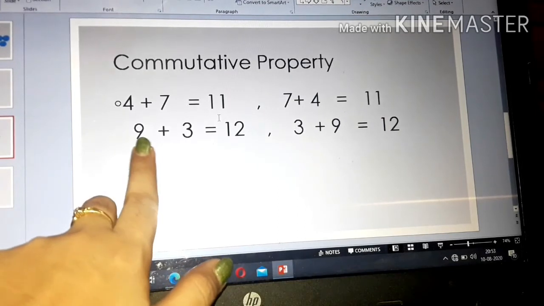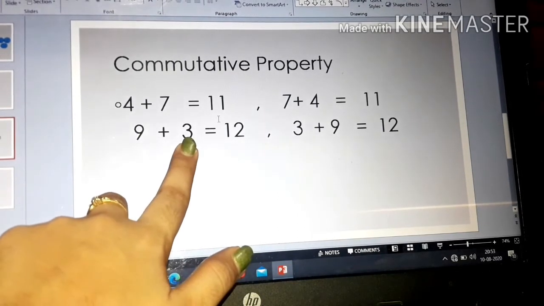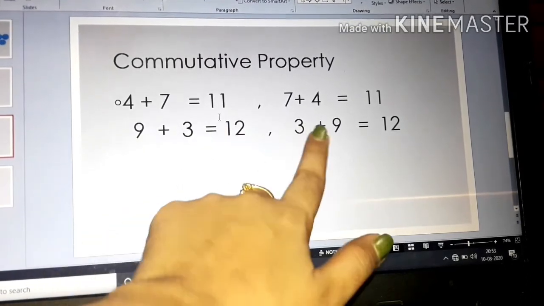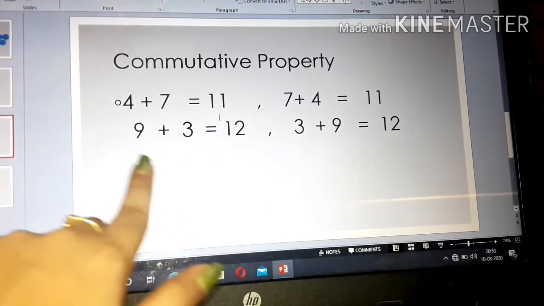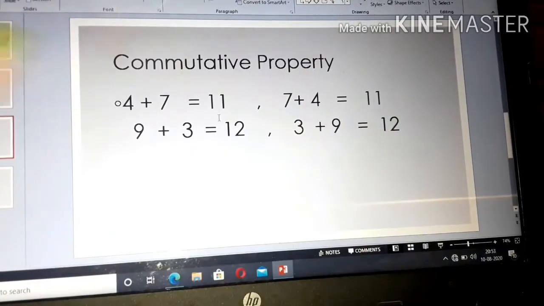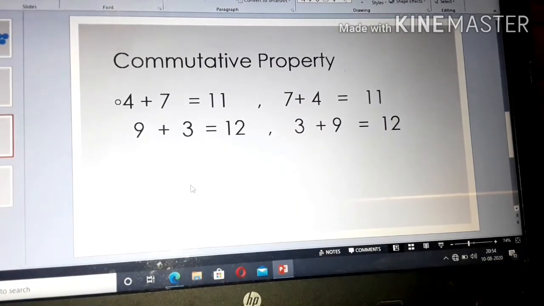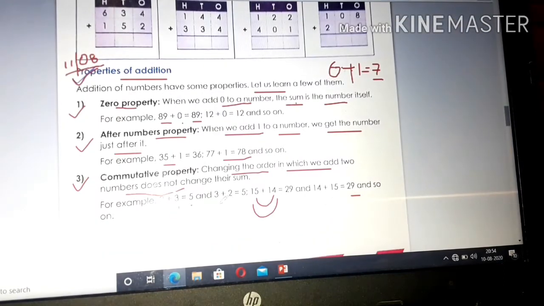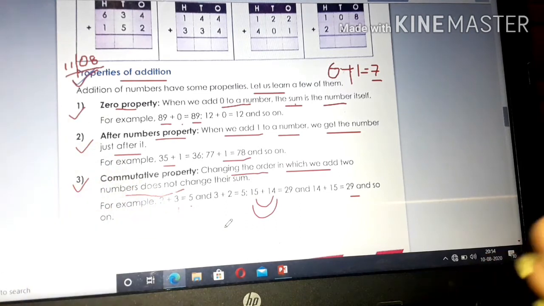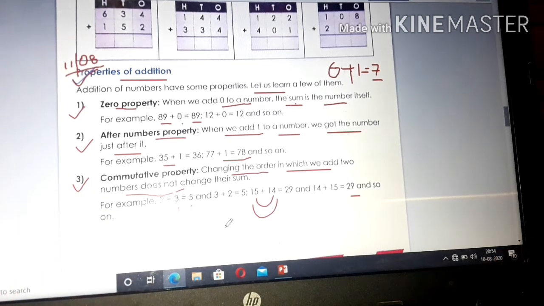Next, number 2, you see 9 plus 3. What is 9 plus 3? 12. Now, if I say 3 plus 9, even then the sum is the same. This is your commutative property. Is it clear, children? Changing the order in which we add two numbers does not change their sum. You change the order of the numbers, but the sum remains the same. This is commutative property.